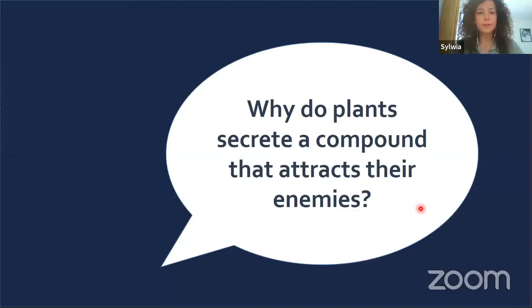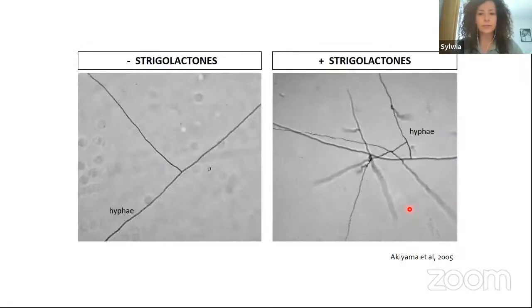But now, a very important question is, why do plants secrete a compound that attracts their enemies? It's a kind of suicidal compound. This question was answered only in 2005, around 50 years after strigolactones were discovered as a germination stimulant for the parasites. It was shown by Akiyama and his colleagues that strigolactones also induce hyphal branching of arbuscular mycorrhizal fungi.